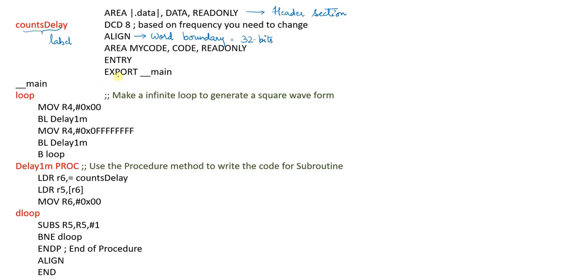Then coming to this part of the section, this is the code section. And this area my code, it defines the code area in the memory. Code indicates that this area contains executable instructions. Read only means the code is meant for reading only. The entry basically marks the starting point of the execution.